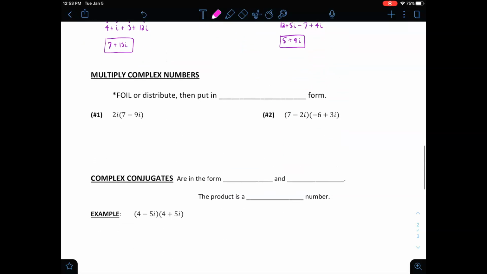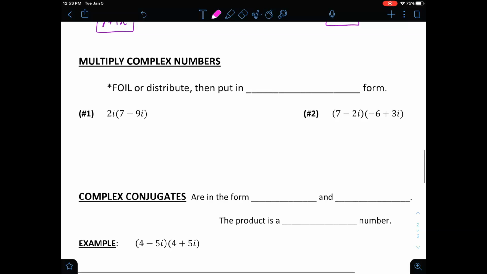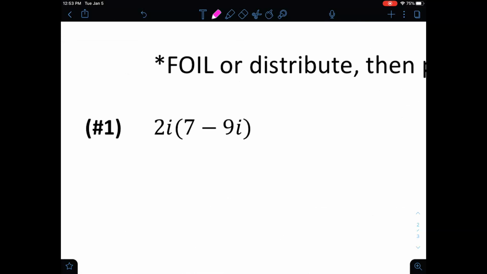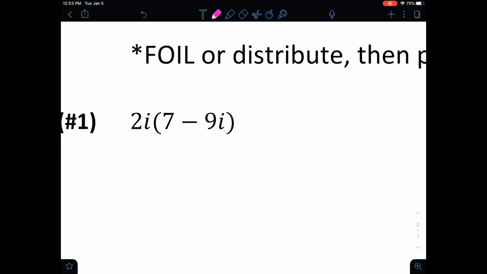Okay. Moving on to multiplying complex numbers. It says FOIL or distribute and then put in standard form. So standard form is like a plus bi, basically. Okay? So let's go ahead and do this. We have 2i times 7 minus 9i. So we're going to distribute 2i, just like we're distributing. We're going to distribute the 2 to the 7 and 2 to the negative 9i. So what is 2i times 7? Well, that's going to be 14i. 2 times 7 is 14. And then 2 times negative 9 is minus 18.